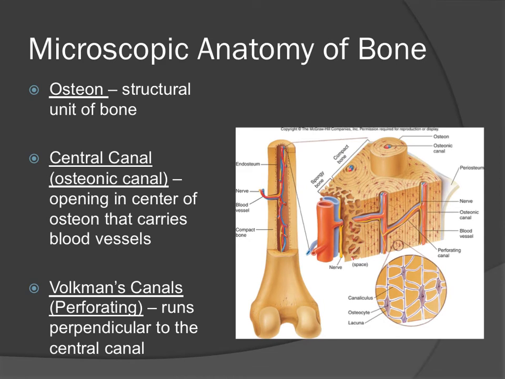So, microscopic anatomy of the bone. The osteon is the structural unit of a bone. So the osteon is the primary structure of the hard outer layer of bones. You have the central canal, that's the opening in the center of the osteon that carries our blood vessels. So it houses our blood vessels and our nerves. The Volkmann's canals run perpendicular to the central canal. So any of the various canals in the bone that transmit blood vessels from the periosteum into the bone occurs here in the Volkmann's canal.